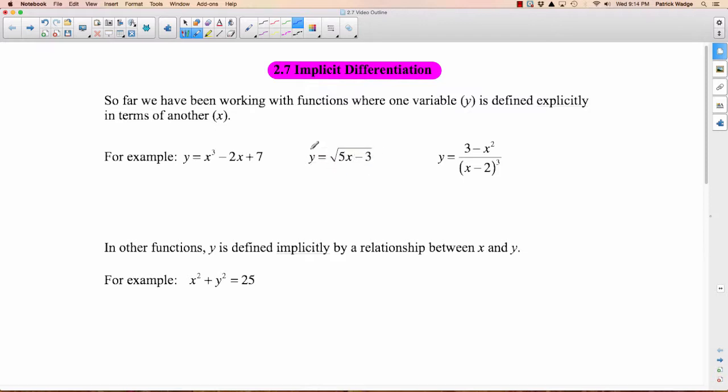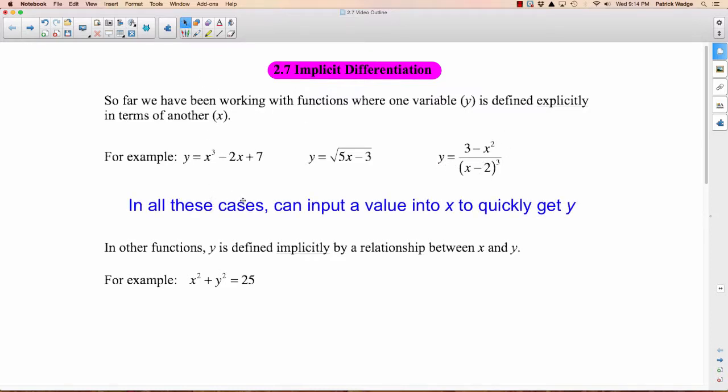Another way of thinking of it is you have the y isolated, and then the function itself has x's in it. Here's another one, y equals 3 minus x squared, all divided by x minus 2, all cubed. So again, you explicitly know what y equals in terms of x. Now, in all these cases, you can input a value into x to quickly get y. If I wanted to know what y is when x is 2, I just plug 2 in here, 2 cubed minus 2 times 2 plus 7, boom, I've got my y. This one, 5 times 2 minus 3, take the square root, y. Very quickly you can do that.